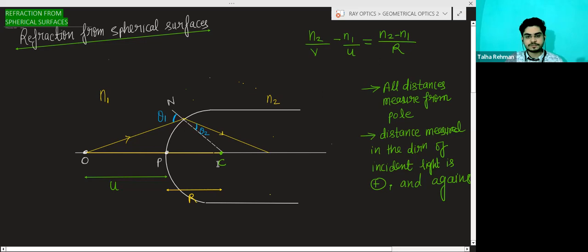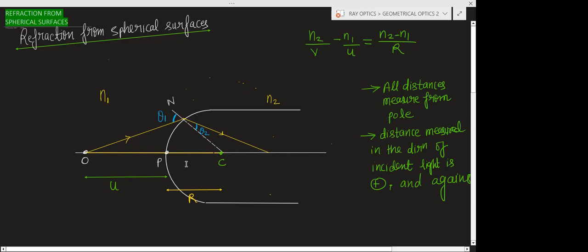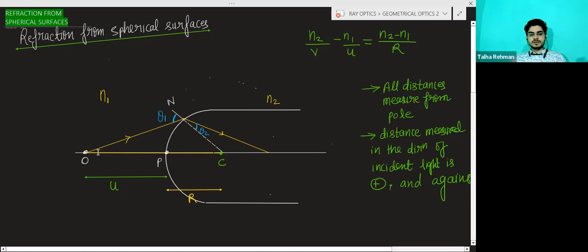This thing clear? Nida, Fawaz and Hamza, till here clear? Yes, sir. This is the object. O is the object here. So finally, the refracted ray is here, passing from here.